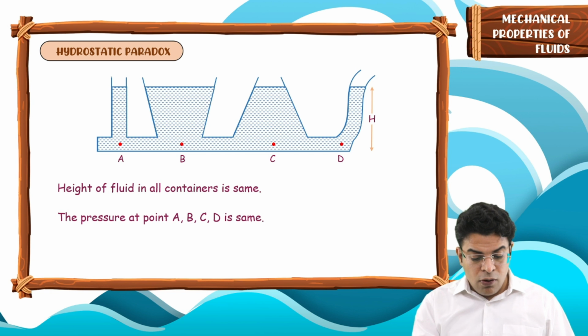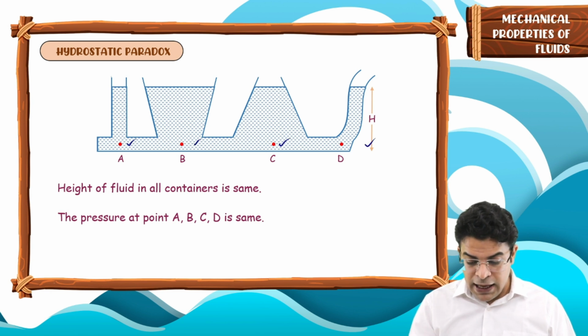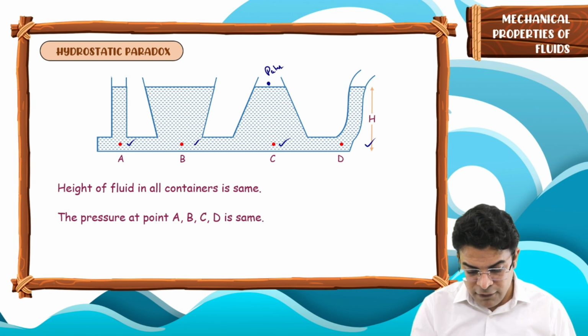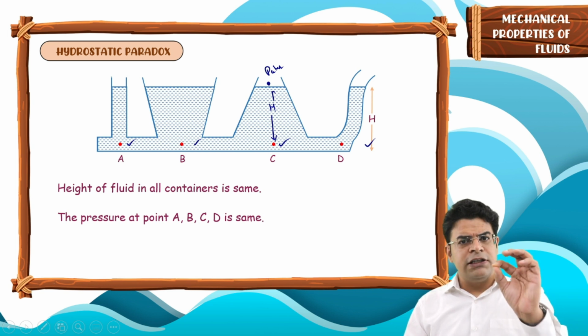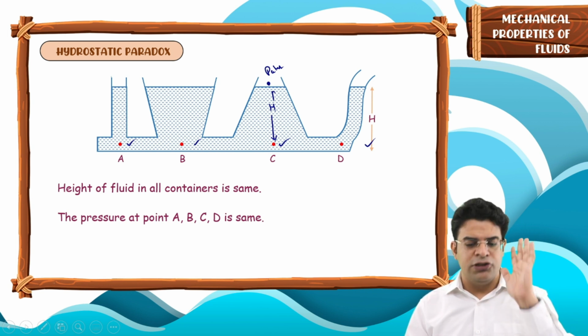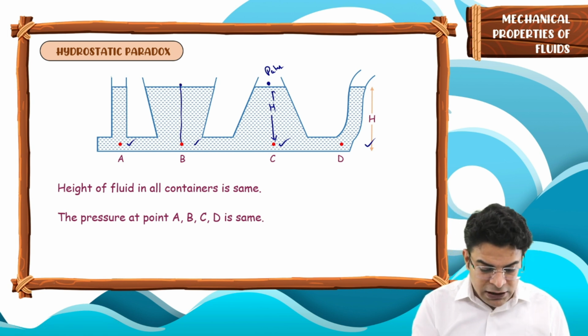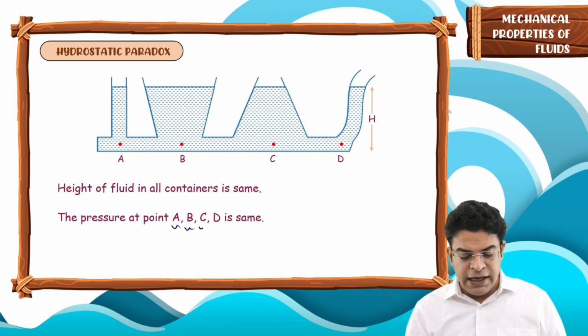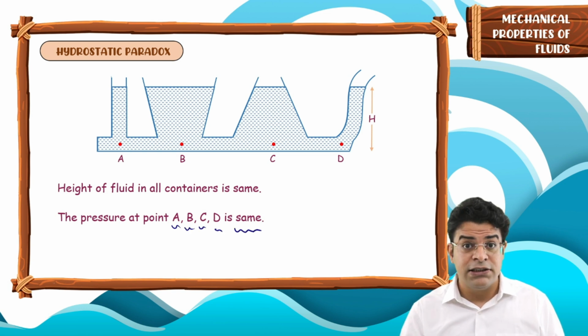So the pressure at all four points is the same. If you start from here, the pressure is P atm, and you have to move a height h down to reach point C. So at point C the pressure will be P atm plus rho gh. The same will be the case for point B, for point A, and for point D. So the pressure at all four points A, B, C and D is the same.